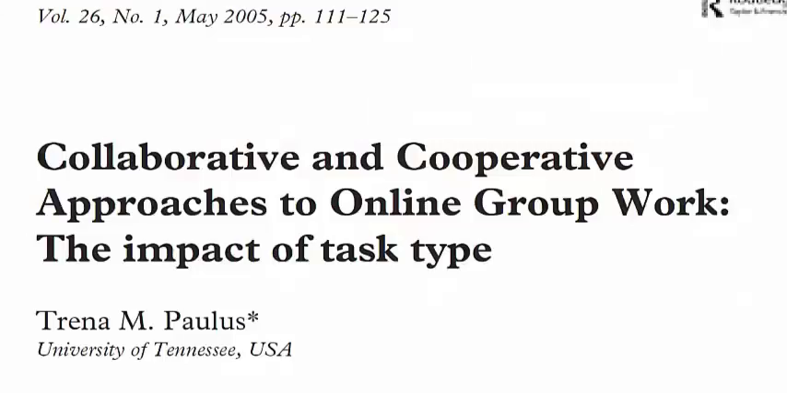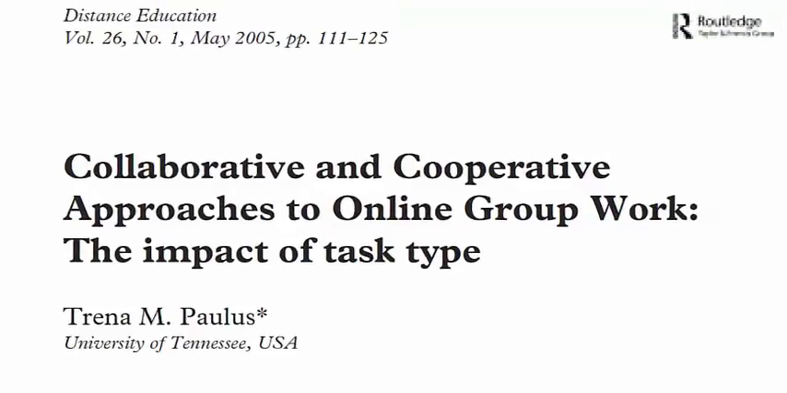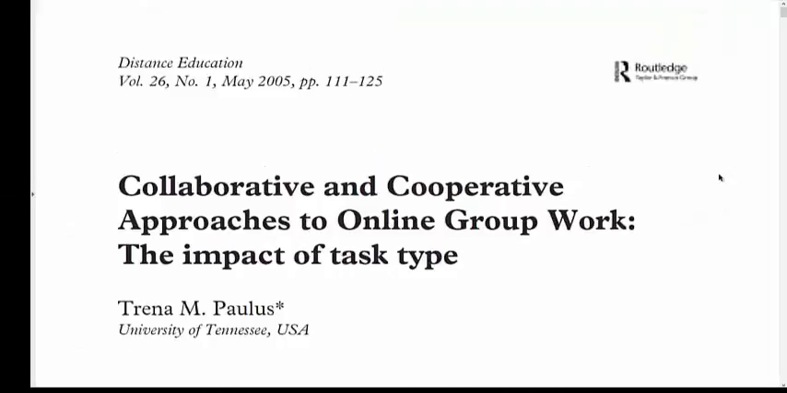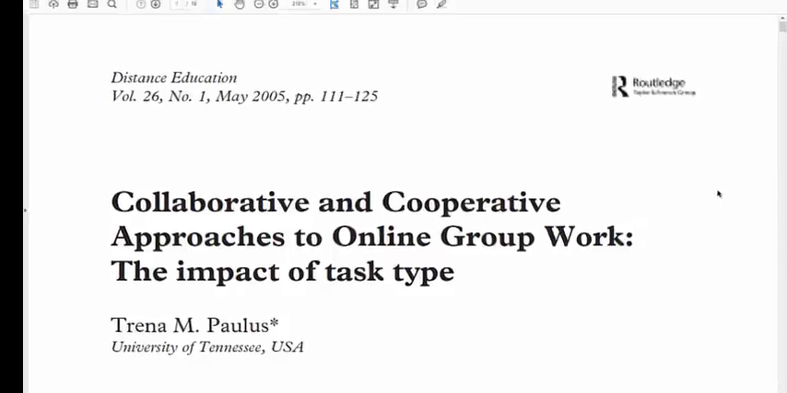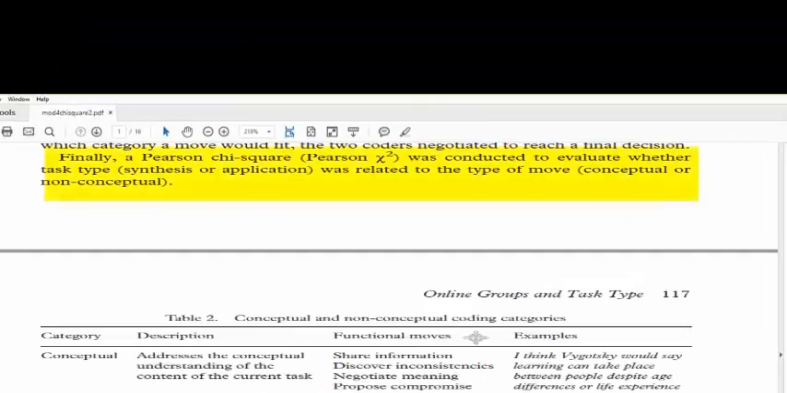Okay, so now we're looking at the collaborative and cooperative approaches to online group work to see how this study employed a chi-square. And if you turn to page 116, you'll see that similar to the other study, they report the findings. Now, again, they acknowledge, if you look at the bottom of page 116, the categories they're using.